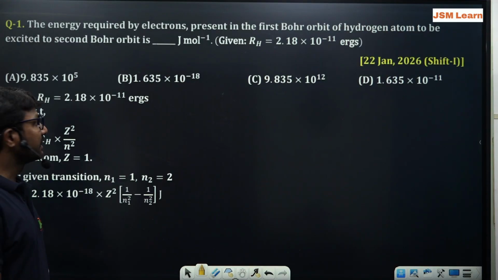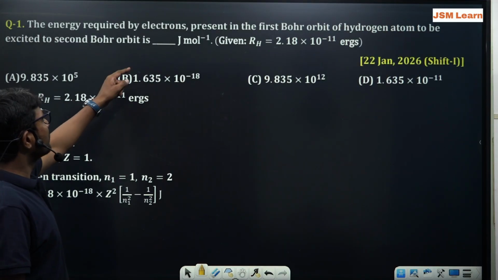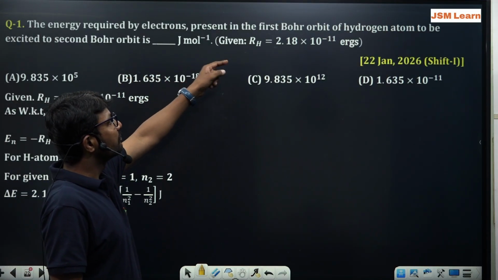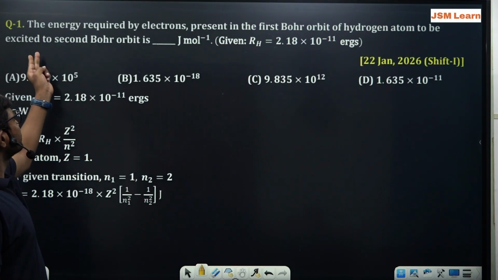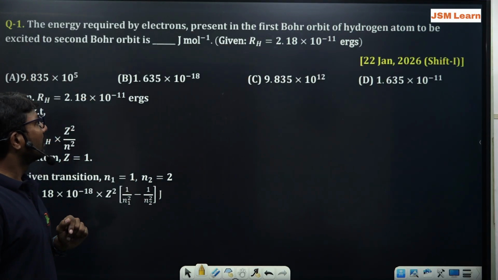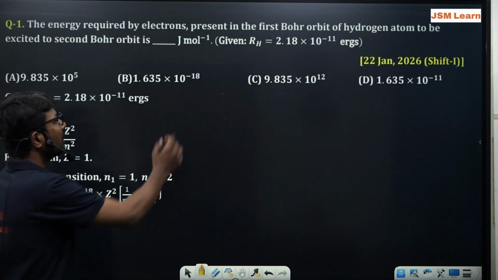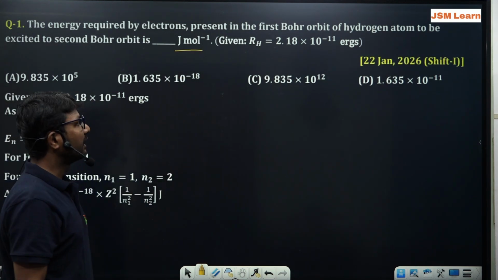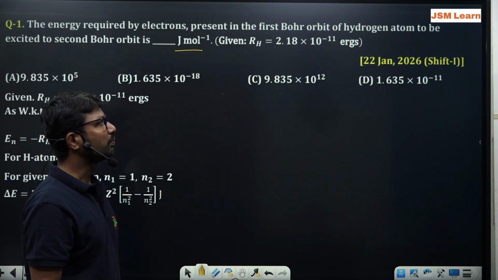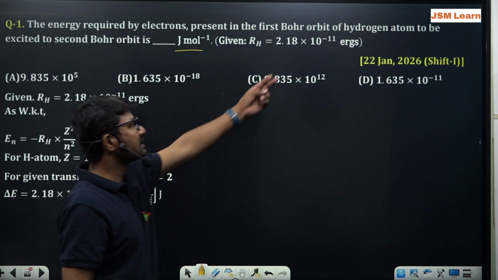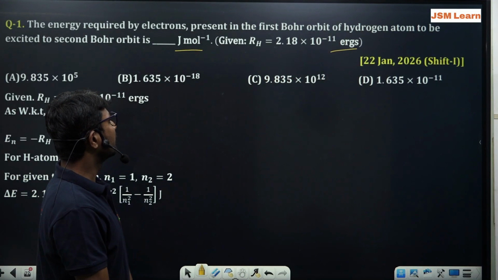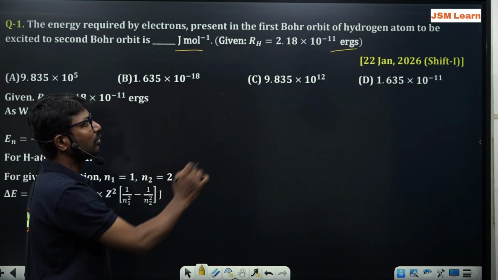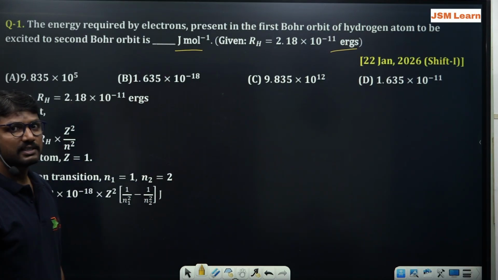The question says: the energy required by electrons present in the first Bohr orbit of hydrogen atom to be excited to the second Bohr orbit is, in joule per mole, they are asking, and they have given the RH value as 2.18 multiplied by 10 to the power of minus 18 in ergs. So note this point, units are important. Why? Because they are asking in joule per mole and the given information is in ergs.